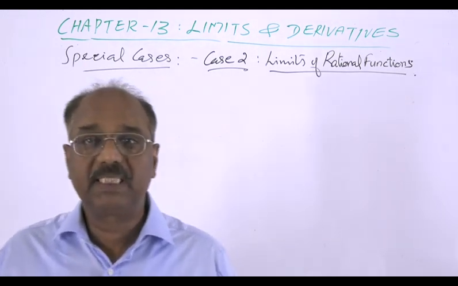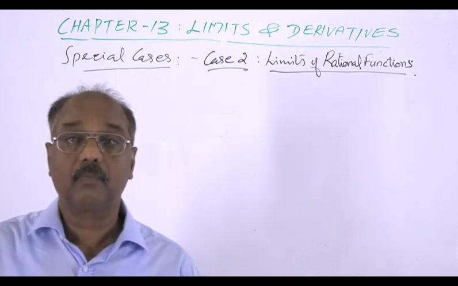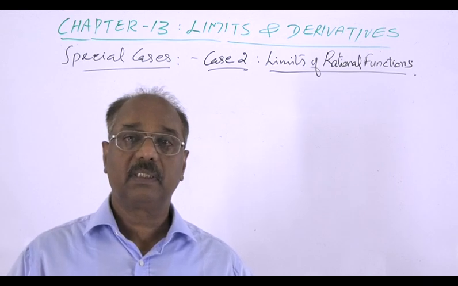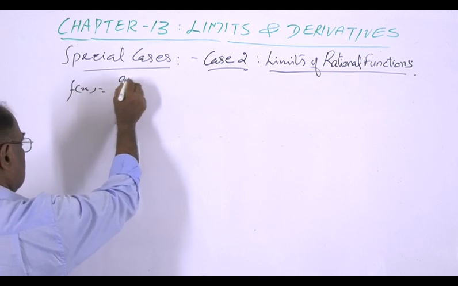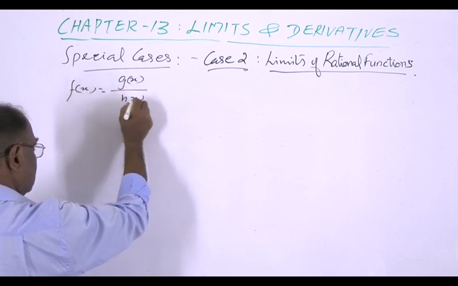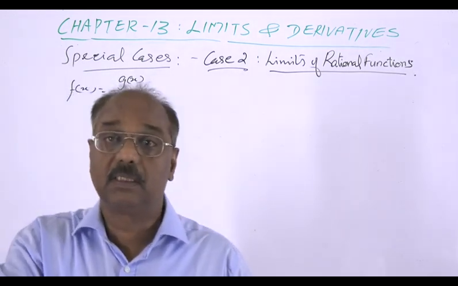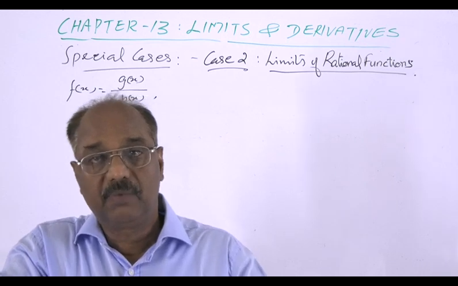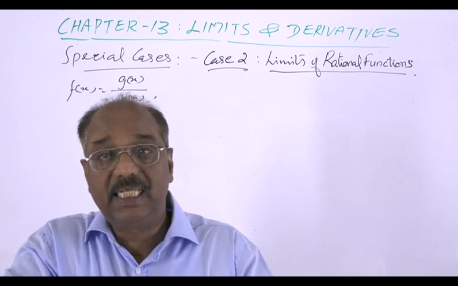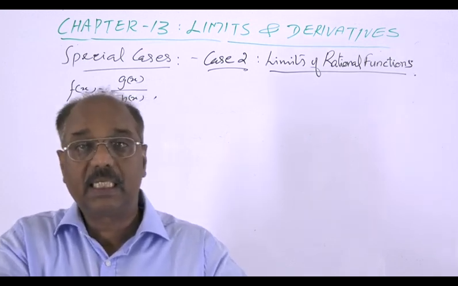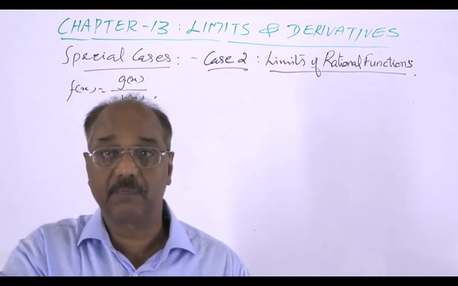Now the special case 2, limits of rational functions. A rational function is of the form f(x) equal to g(x) by h(x), where g(x) and h(x) are polynomial functions. A function f(x) in the form of a fraction g(x) by h(x), where g(x) and h(x) are polynomials, is said to be a rational function.